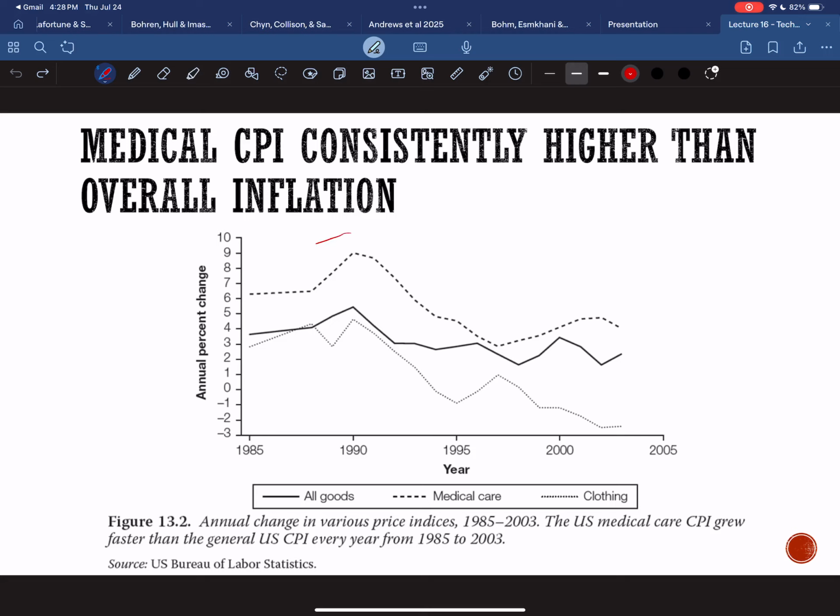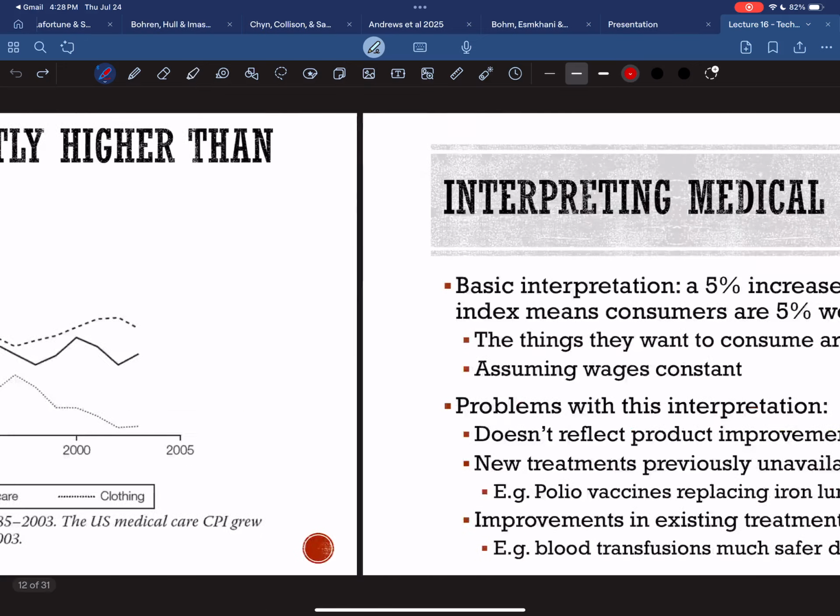But you'll notice that the medical CPI is consistently higher than the general CPI. In fact, in every year from 1985 to, let's say, 2003 or 2004, the medical inflation was higher than overall inflation. So this is indicating, yes, prices are going up, but this is not enough to explain all of the increase in the medical care expenses.